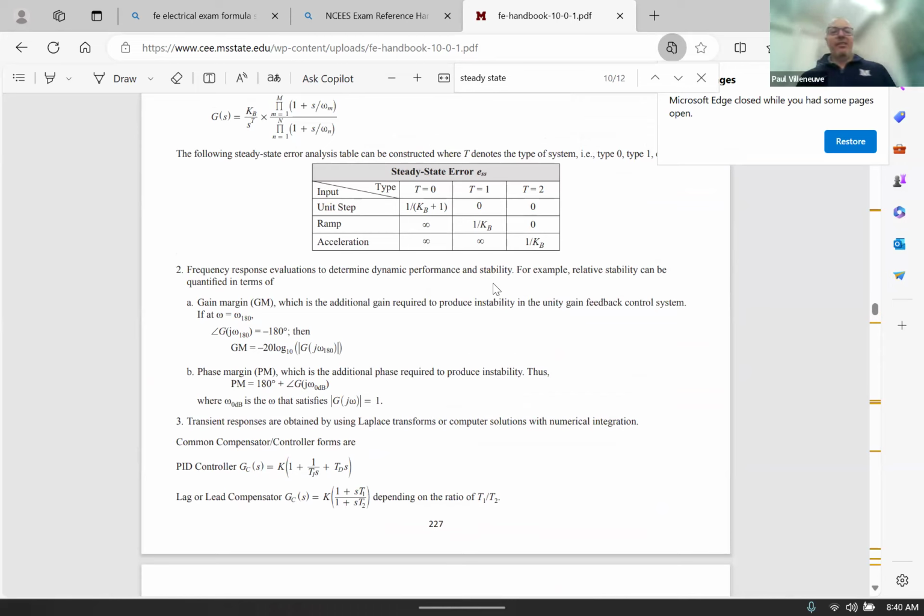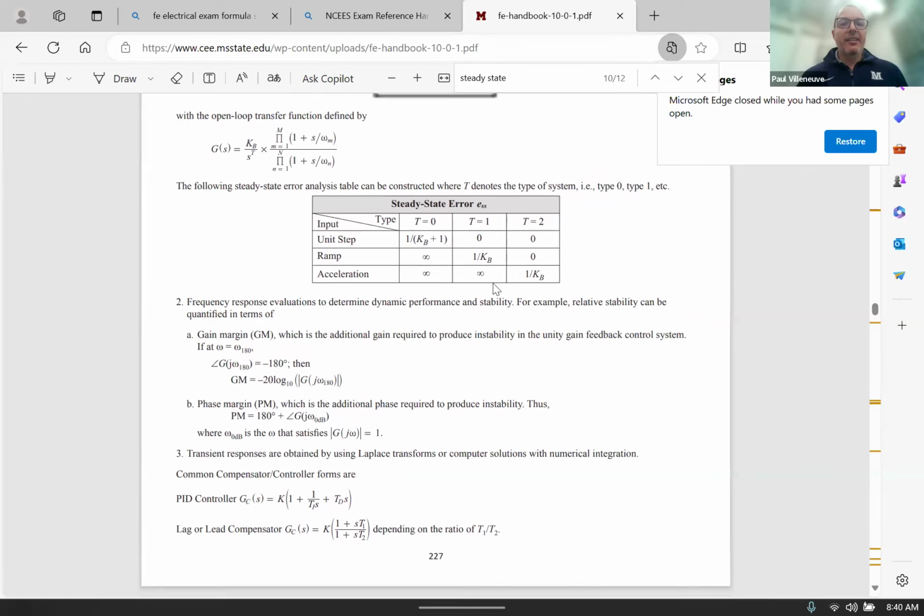Remember how I said system type? What's the T stand for? System type. Type 0, type 1, type 2. If the input is a unit step, with a magnitude of 1 in the numerator, it's 1 over 1 plus k sub b. For a type 0 system with a unit step, you can see that's the steady state error. Then you can check for system type 1 or type 2, where you get no steady state error.